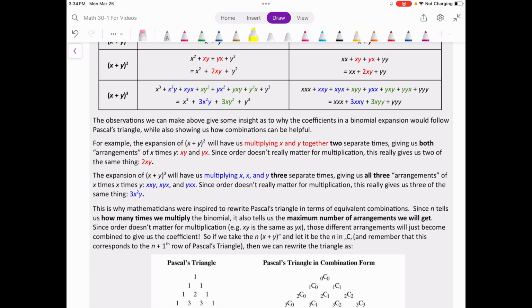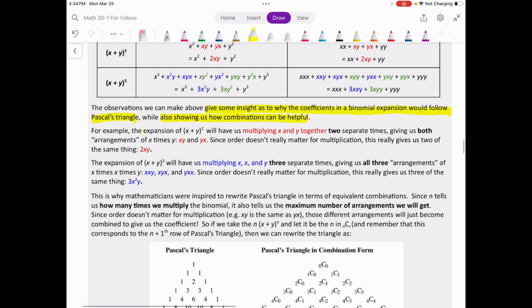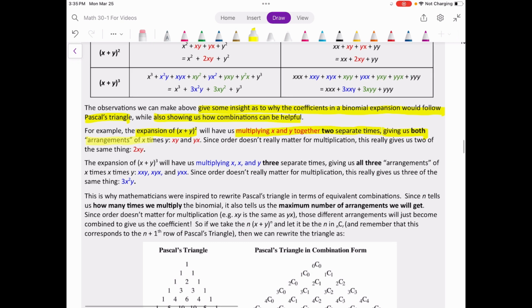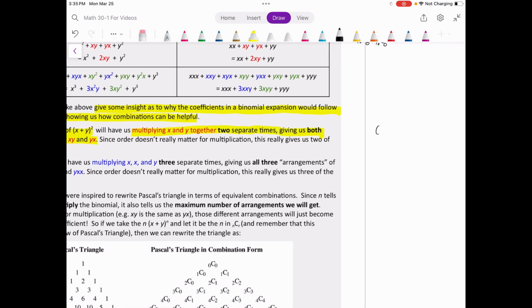So this gives us some insight as to why the coefficients in a binomial expansion would follow Pascal's triangle while also showing us how combinations can be helpful. Okay, so for example, the expansion of x plus y squared will have us multiplying x and y together two separate times, giving us both arrangements of x times y, quote unquote, right? It gives us xy and yx. Again, that just comes from if we do x plus y times x plus y, we're going to get x times x, x squared, and then x times y, right? And then y times x, and then y squared, right?